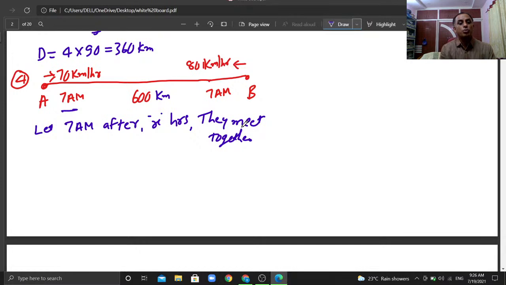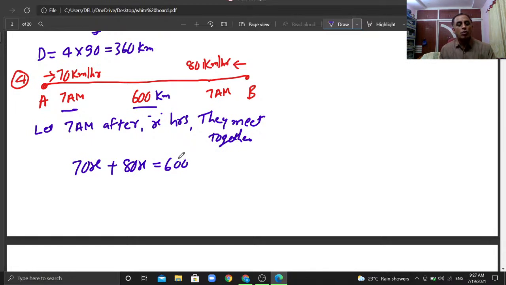Distance is equal to time into speed. So the distance covered by first person in x hours is x into 70, it is 70x, and the distance covered by second person in x hours is 80x. Both the persons meet together, it means both the persons together covered 600 kilometer. Therefore, according to this question, the sum of these two is equal to 600 kilometer.